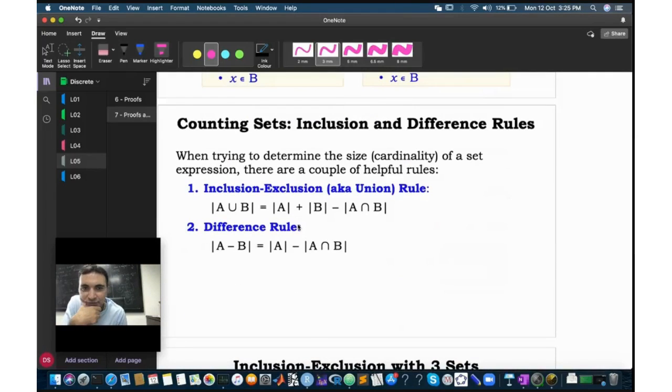Counting sets is something that we stop at. We will see this later on Thursday. We'll start from here on Thursday.